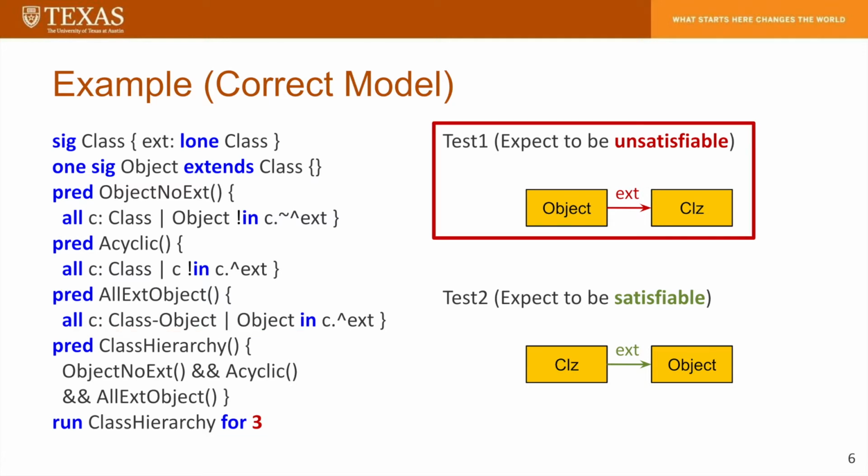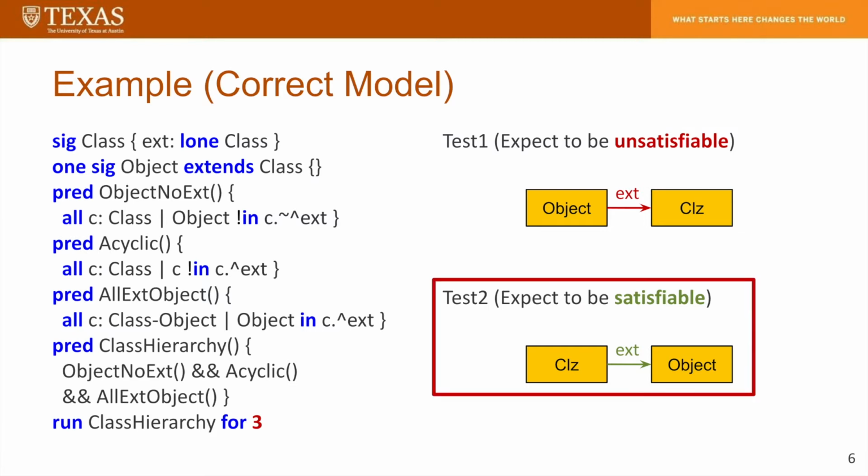On the right-hand side, we specify two tests. Test 1 is an invalid class hierarchy, and it is expected to be unsatisfiable. Test 2 is a valid class hierarchy, and we expect it to be satisfiable.